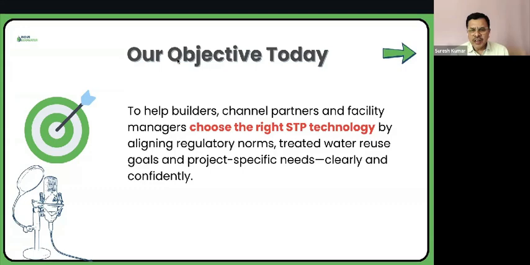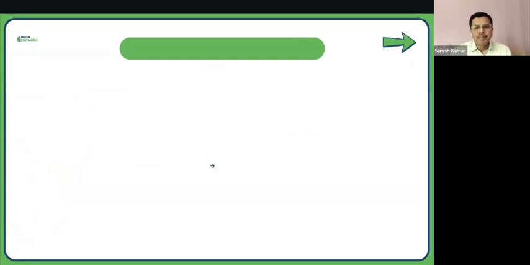So by the end of this presentation, we would have some basic idea of how to choose the right STP for a specific requirement, considering regulatory norms as well as reuse patterns. All right. Okay.